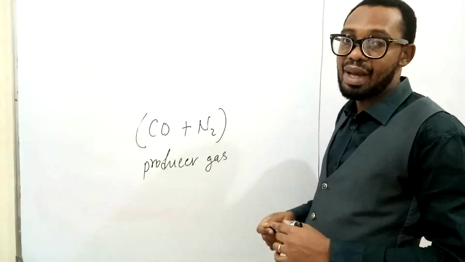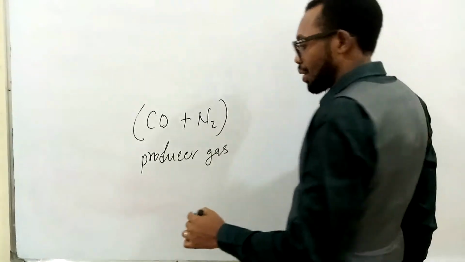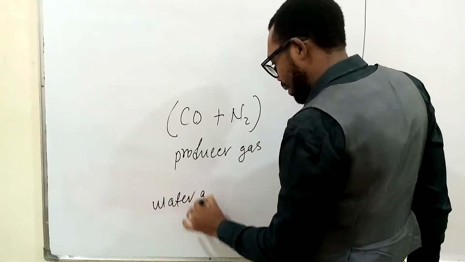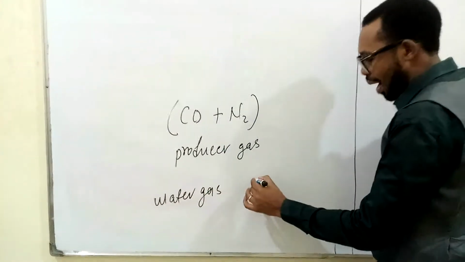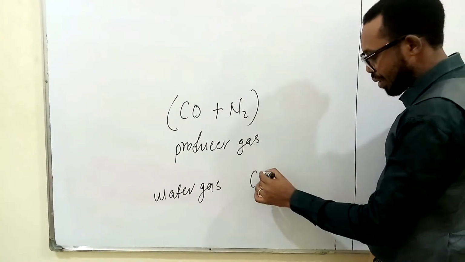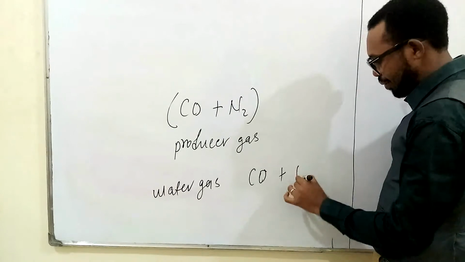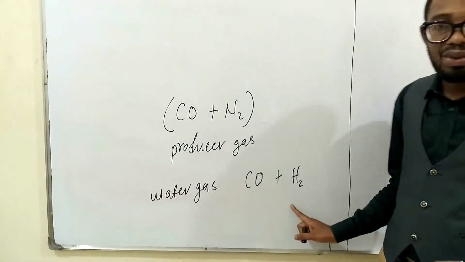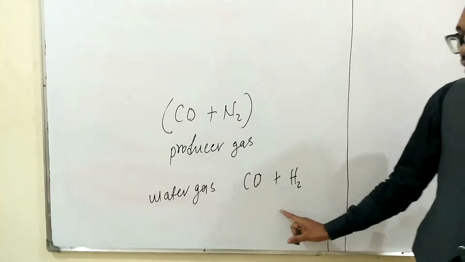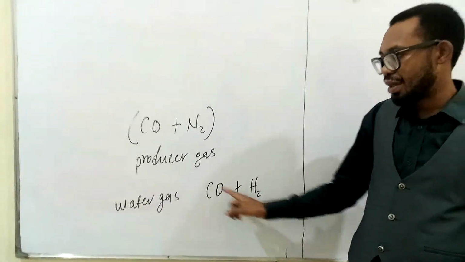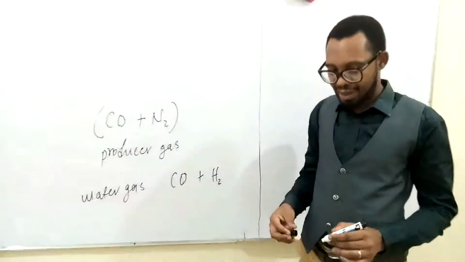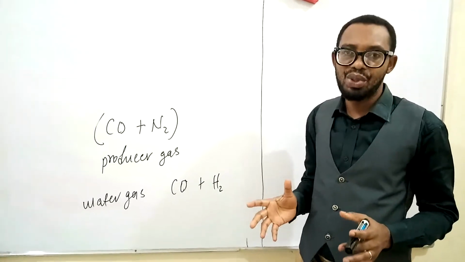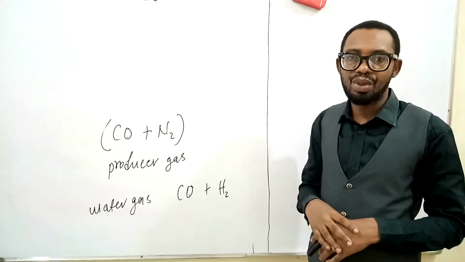And then the other type of fuel gas is also known as water gas. Water gas contains carbon 2 oxide as well, plus hydrogen gas. Hydrogen is a diatomic molecule, that is why you have to write it H2. So this is water gas and this is producer gas. And they are manufactured in a tower known as the producer. I'm also going to sketch that on the board for you.